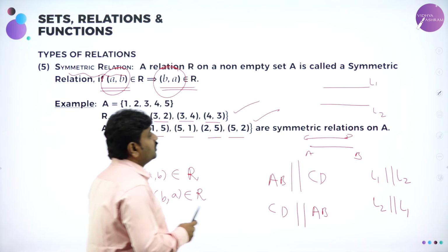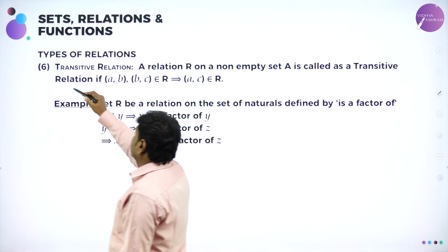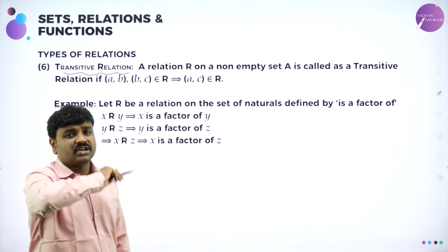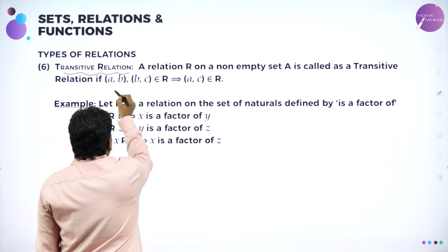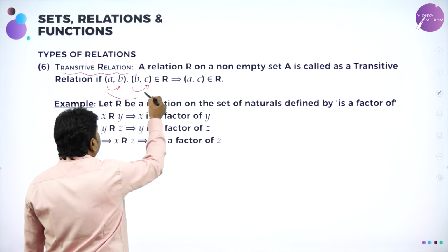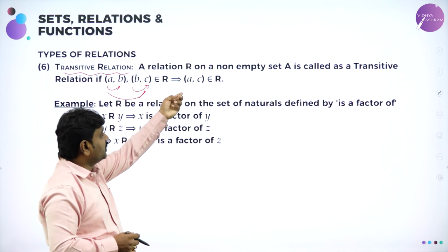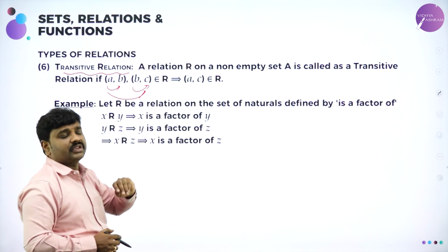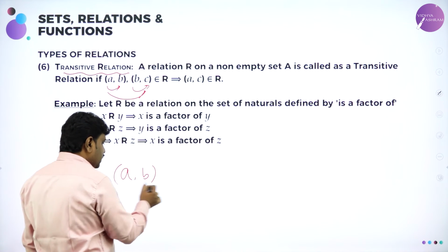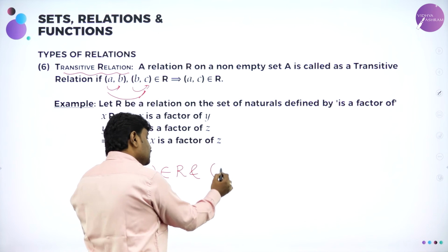Then we have transitive. After this what we have? Transitive. Interesting and important. Transitive means if AB belongs to R and BC belongs to R, then AC should belong to R. If the first element is related to the second and the second is related to the third, then the first and third should be related. If A is related to B and B is related to C, then A should be related to what? C.